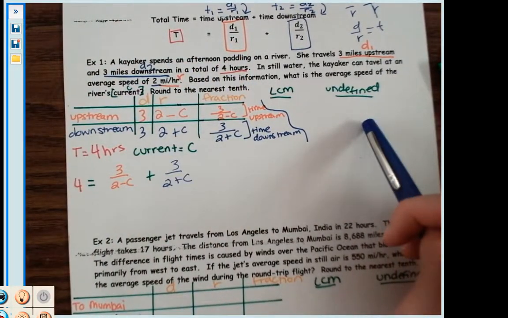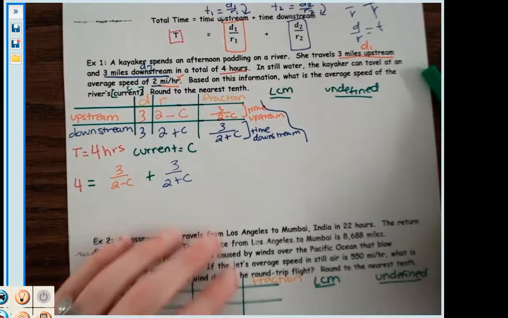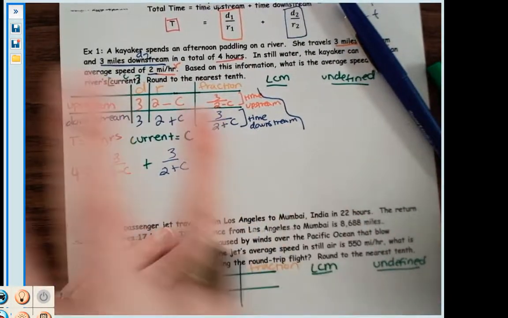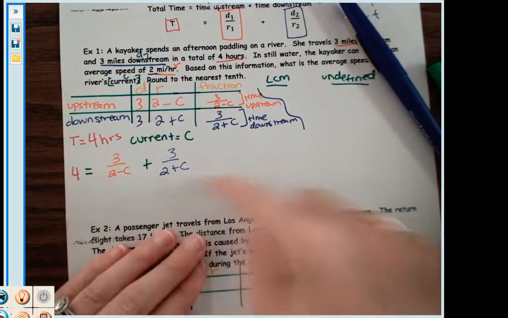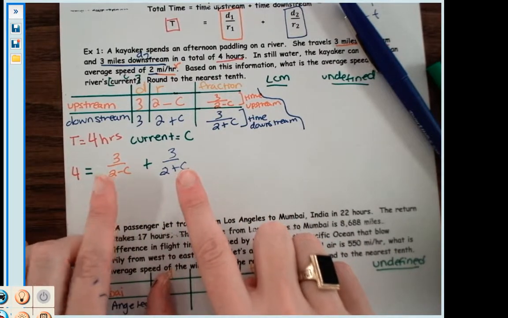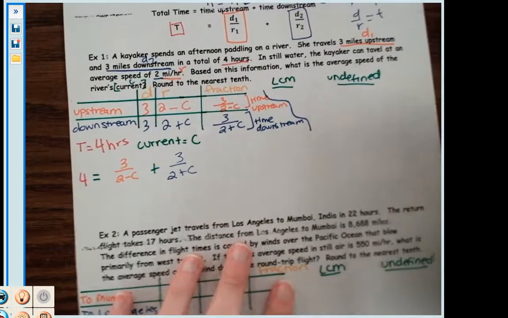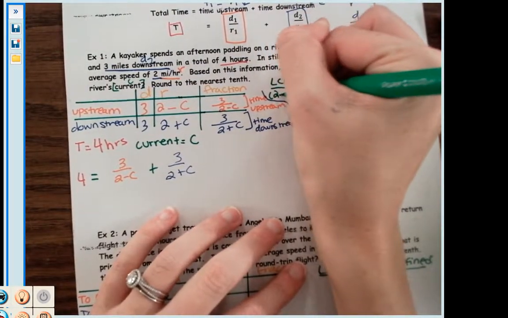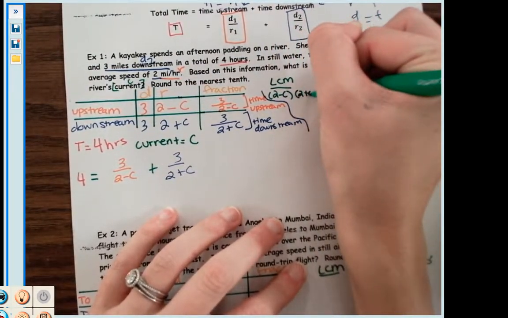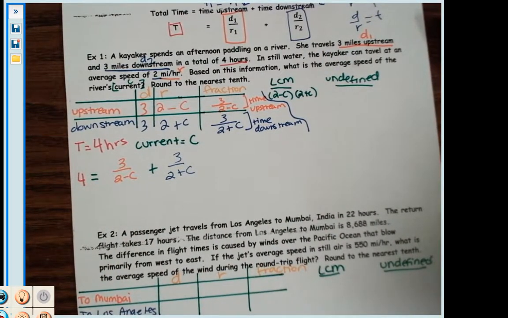Okay, so the undefined really is important when you have word problems. All right, so our LCM, if I grab one of every single factor from my denominator, would be made up of my 2 minus c and my 2 plus c. So that would be my LCM: 2 minus c times 2 plus c. Yay, so that's my LCM.